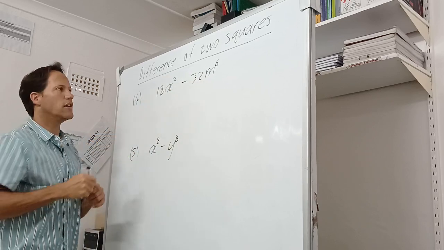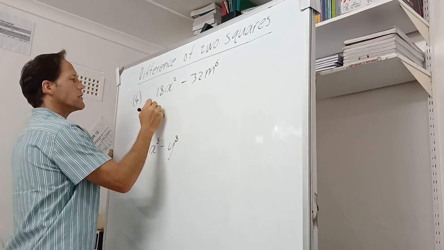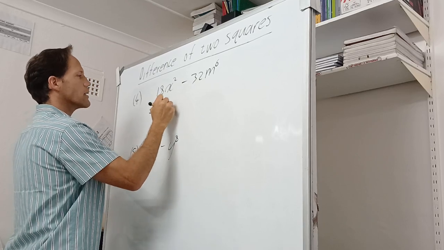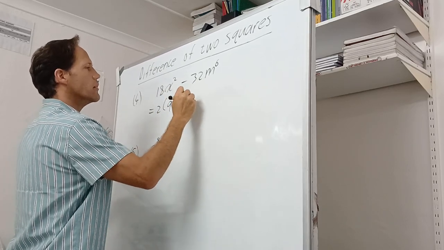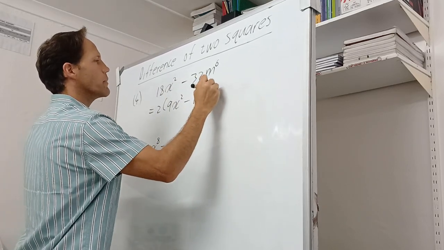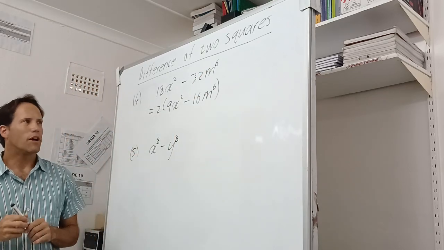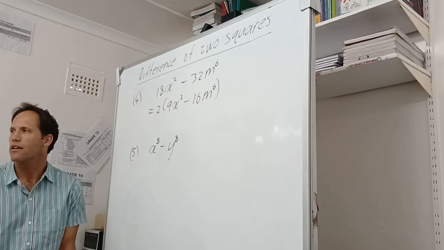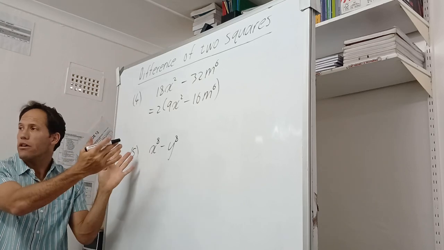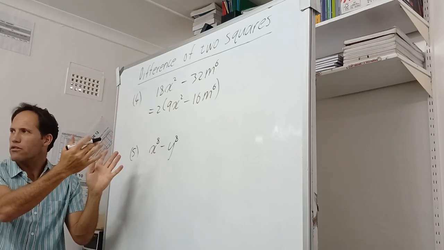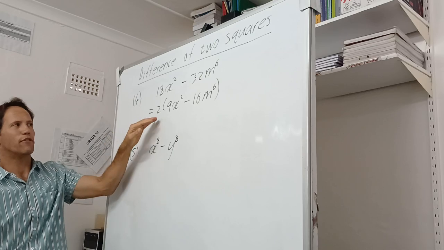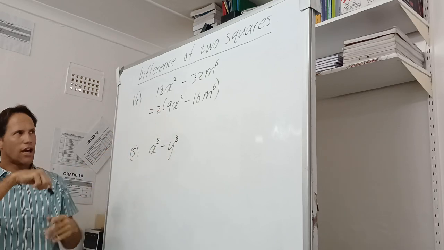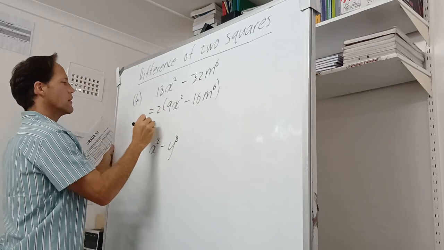That's a common factor. So I can first say it's going to be 2, and then bracket 9x squared minus 16m to the power 6. So that's my first step. Always with any factorizing question, even with the trinomials, you also first look for a common factor. Now we can carry on inside.